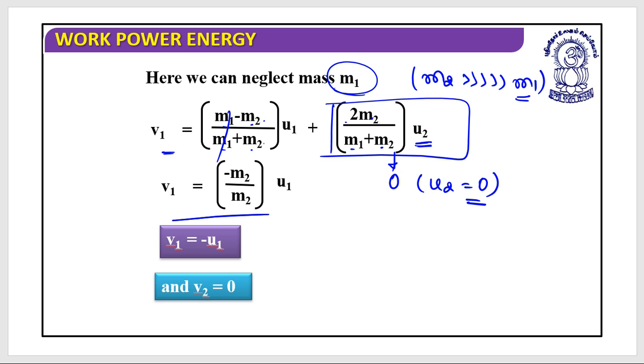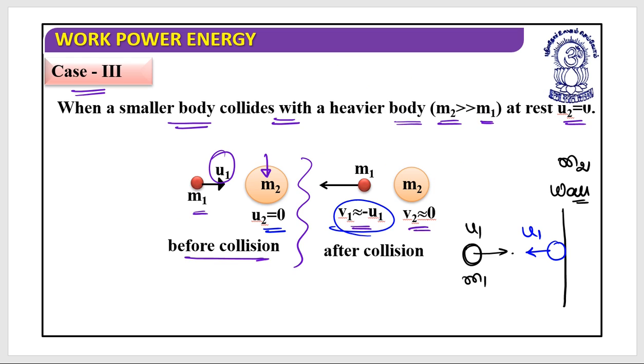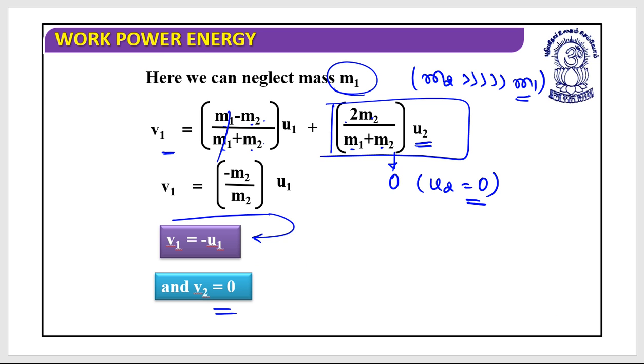So v1 is equal to minus of m2 by m2 into u1, and thus v1 is equal to minus u1, and v2, the final velocity, would be zero, as it is obvious that when any ball strikes the wall, the wall is not going to move anywhere. Yes, so even after the collision, it would be at the same place.